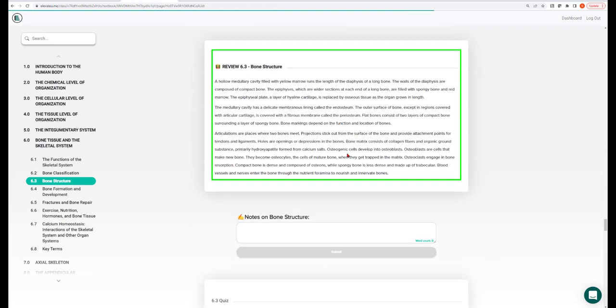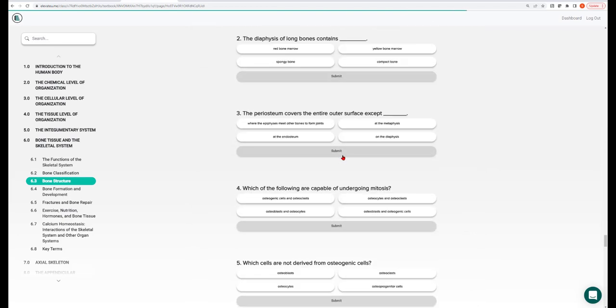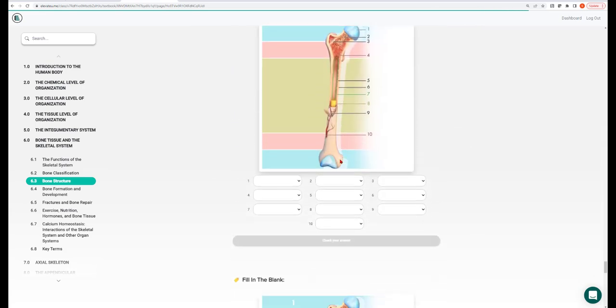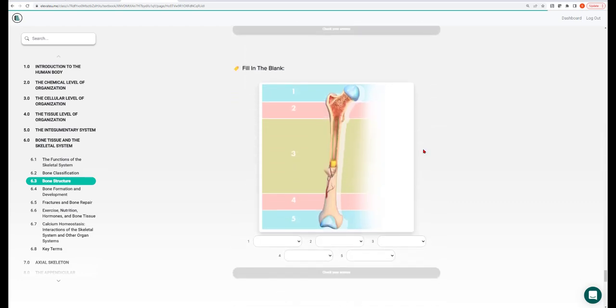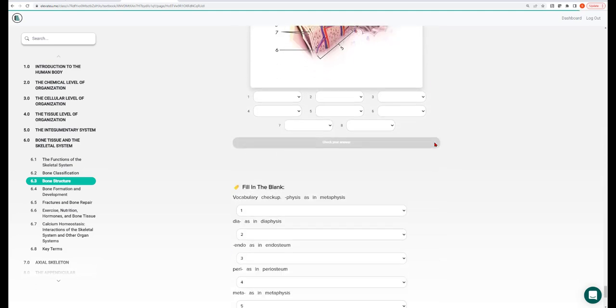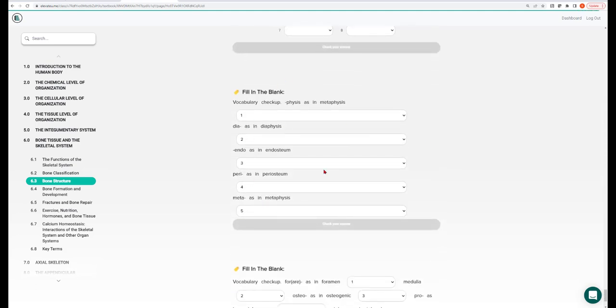That brings us to the end of section 6.3. Again, reminder, answer through these questions about bone, label this long bone anatomy. That'll be a great review as you prepare for the lab quiz and for the exam too. Little vocabulary checkup here as well.